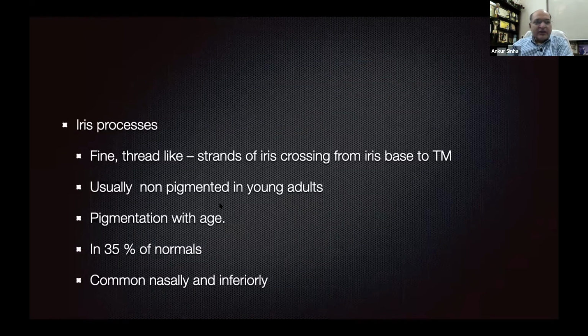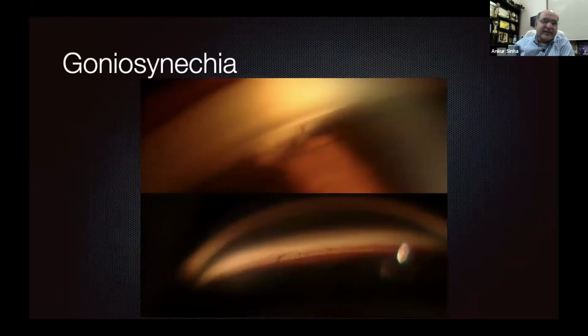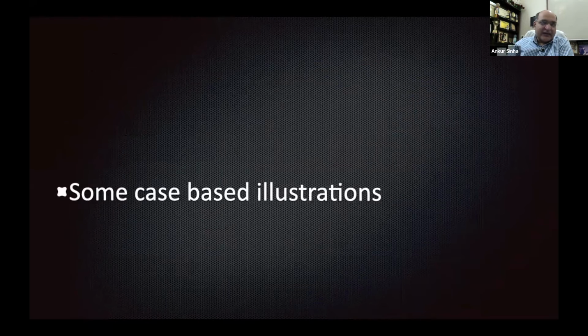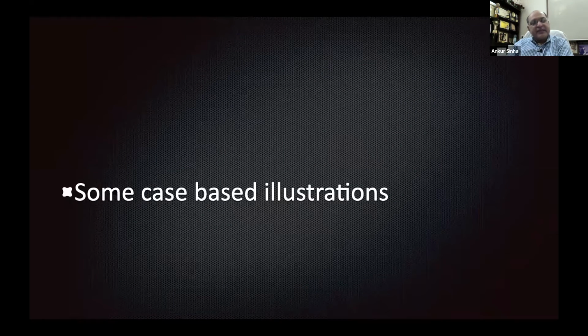They are normally found in 35% of patients nasally and inferiorly. Now, goniosynechiae. Goniosynechiae are evidence of angle closure. They are very fine thread-like structures. They bridge the angles, and they also tend to tent the iris anteriorly. Now, we'll go to some case-based illustrations.